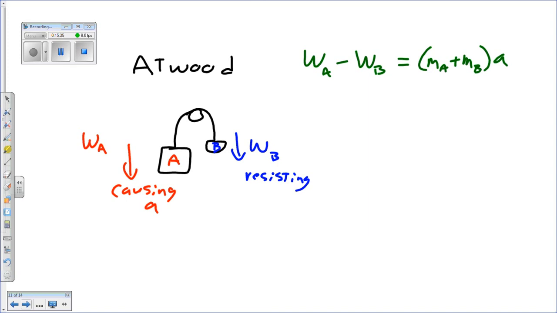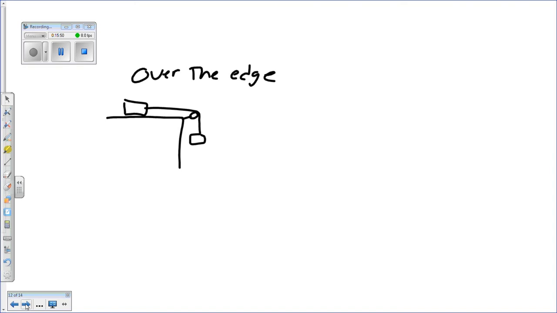In order to get the tension, I usually take the lighter object, the loser of the tug of war. So the tension minus the weight of object B is equal to the mass of object B times the acceleration that you just calculated. You could use object A, just one extra step algebraically.